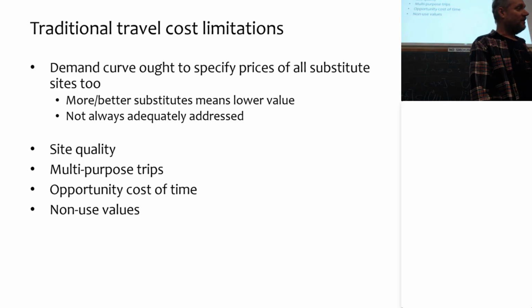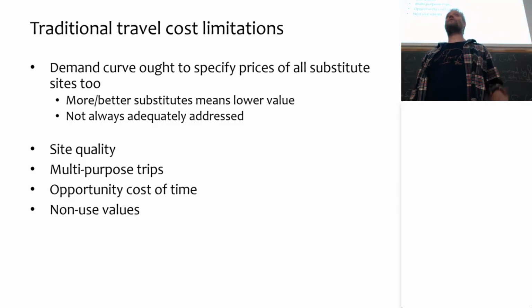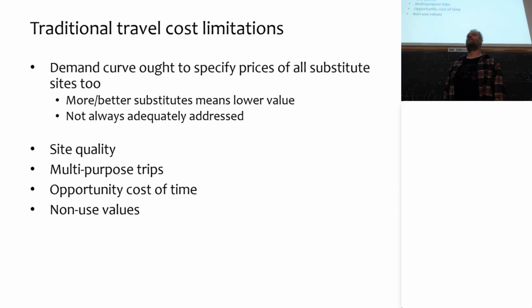A problem in here always is what is the opportunity cost of time. In the little derivation I did, I just assumed that the opportunity cost of time is equal to the wage rate, right? Which is true if you have a perfect labor market and non-lumpy labor supply. That is, it is not true. Non-use values cannot be done in there. And of course, multi-purpose trips is difficult as well, right?